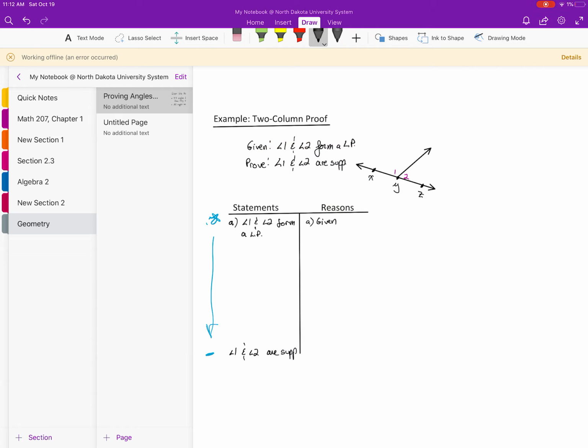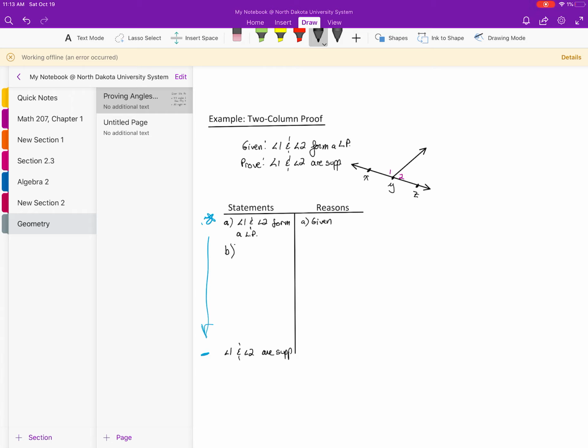Well, let's think about this. What else do we know? We're given in a statement that angle 1 and angle 2 form a linear pair. What can we use that for that might lead us to 1 and 2 are supplementary? Well, we need to somehow prove that angle 1 and angle 2 add up to 180 degrees. How about this?